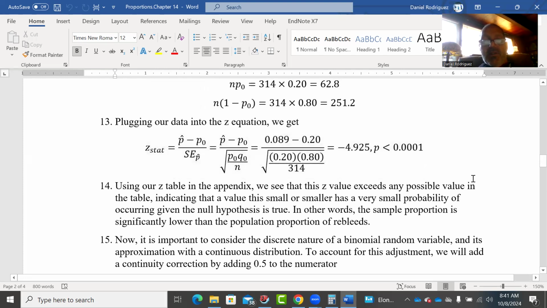And our p-value is pretty small. I talked about using our Z table. You're not going to find a value that large in a Z table. I think Z tables usually go up to plus or minus 3 or something like that, and you'd find the probabilities there. But anything this large or larger has a very, very small probability. So in this case, it's less than 0.0001.